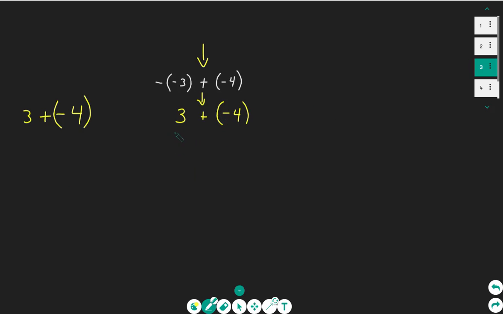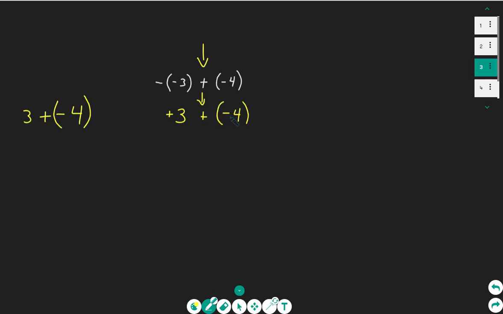Now let's take the next step. So we have a 3 plus a negative 4. So now we have to go back to our algebraic addition and think about what we're doing here. We're taking a positive 3. If you wanted to, you could throw the little positive sign here. A positive 3, and we're adding to that a negative 4. So it's a positive and a negative.